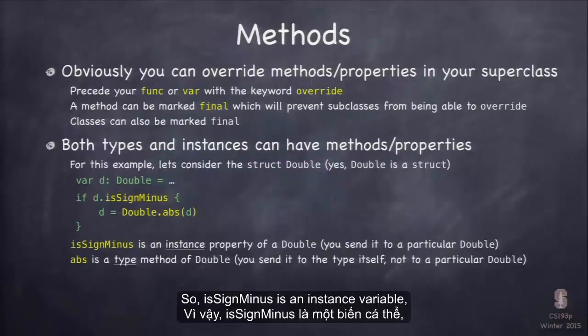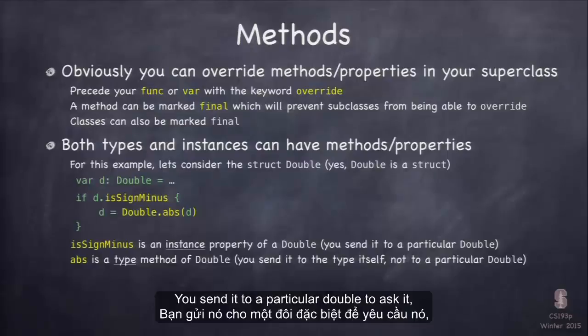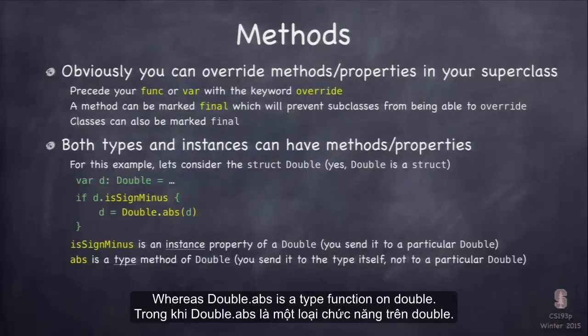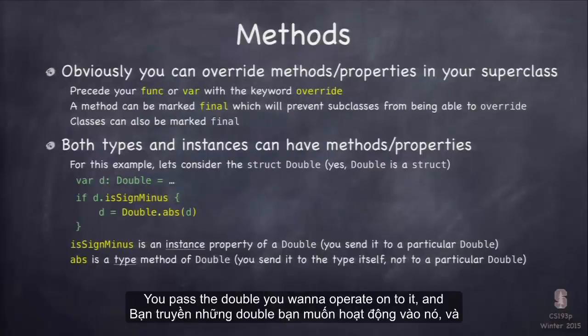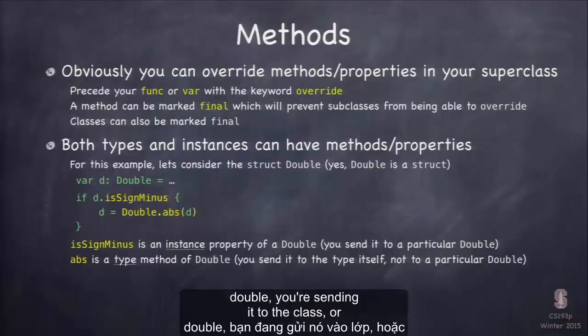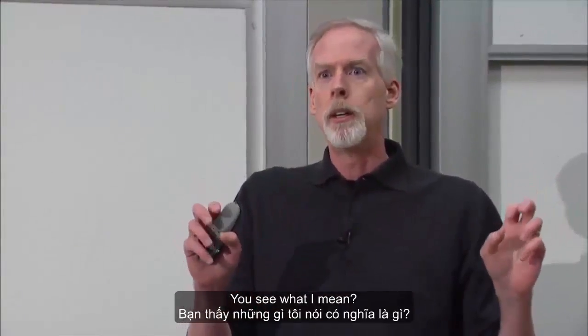So is sign minus is an instance variable, an instance property. You send it to a particular double to ask it, is your sign minus? Whereas double.abs is a type function on double. You pass the double you want to operate on to it, and it works on it. But you're not sending abs to a particular double. You're sending it to the class, or the struct in this case, the type. You see what I mean?